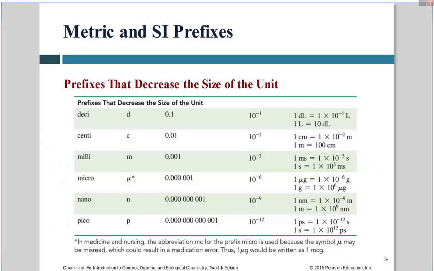Now these are all smaller. These decrease it. So deci, lowercase d, is 1/10. So it would take 10 deciliters to equal 1 liter. This is also written 0.1. Now they tend to use the decimal version here just to make it simple.